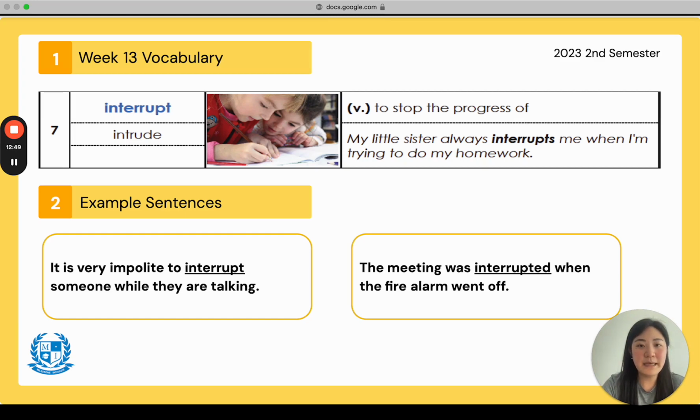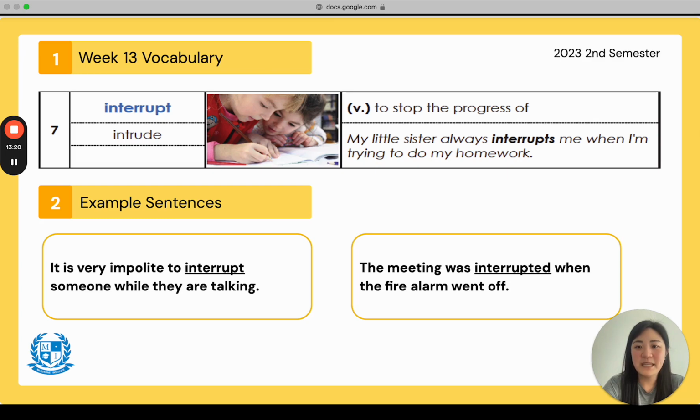Example sentence, my little sister always interrupts me when I'm trying to do my homework. So say that you're in your room doing your homework, and then your sister or brother comes in and like, hey sister, hey brother, play with me. And they keep interrupting. So they're trying to cut off the progress of you doing your homework. Repeat after me. My little sister always interrupts me when I'm trying to do my homework.